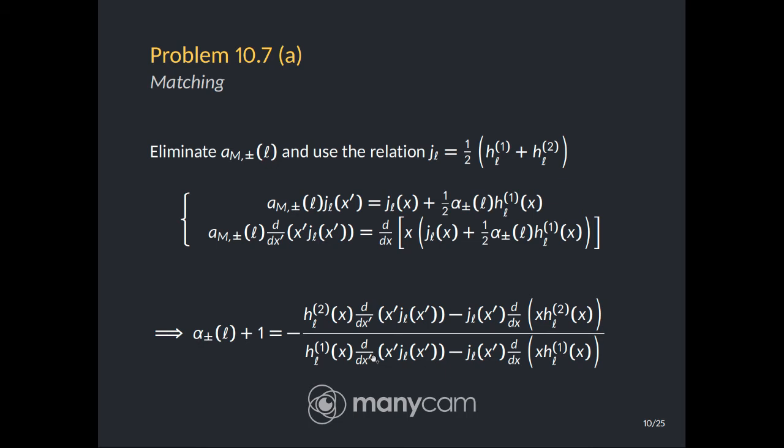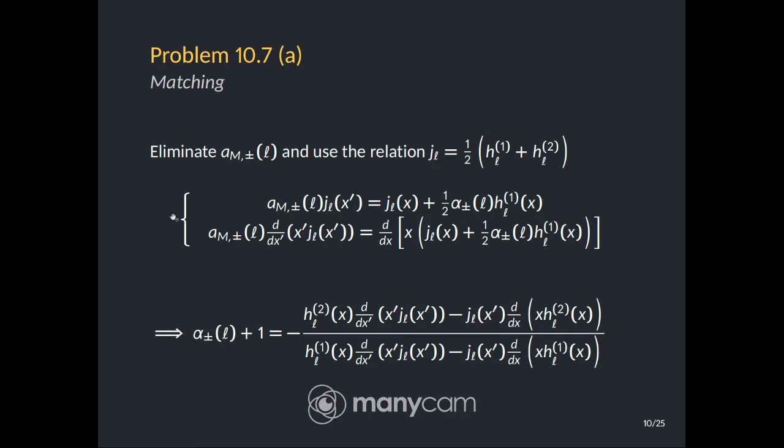And because we're only interested in the multipole coefficients of the scattered wave, to find the multipole coefficients alpha and beta, we need to eliminate the coefficients am and ae. So to find the coefficient alpha, we first eliminate am and use the relation jL is equal to (h1 plus h2) divided by 2.